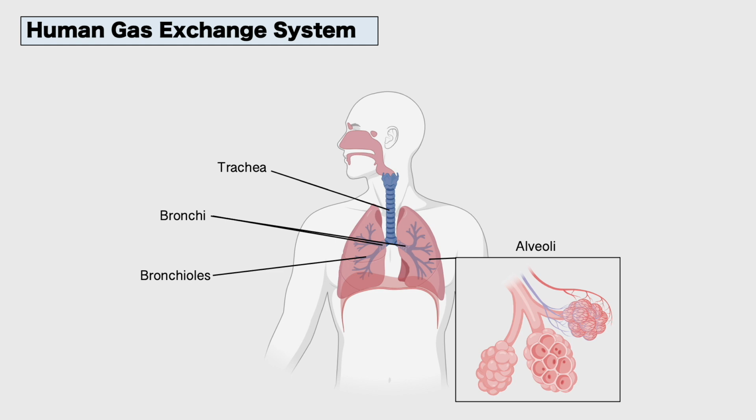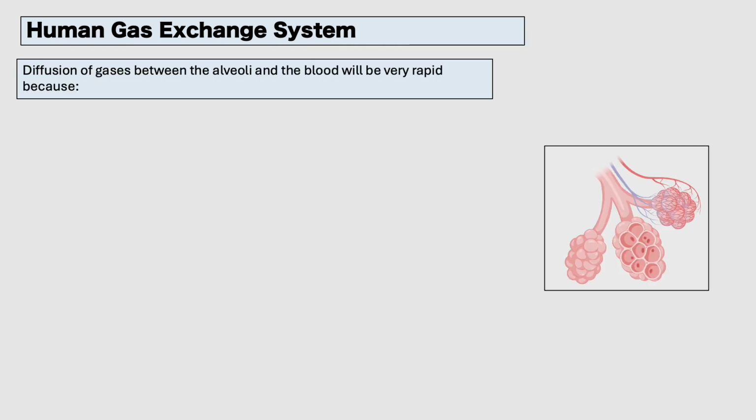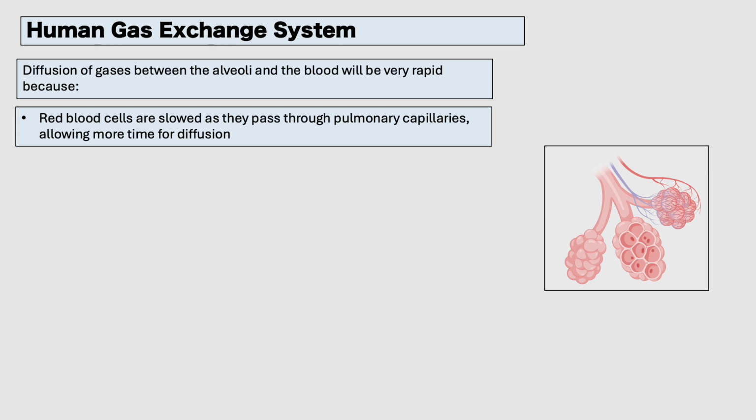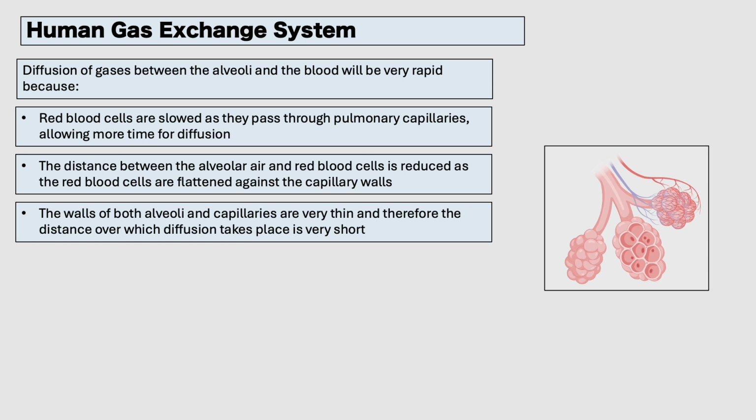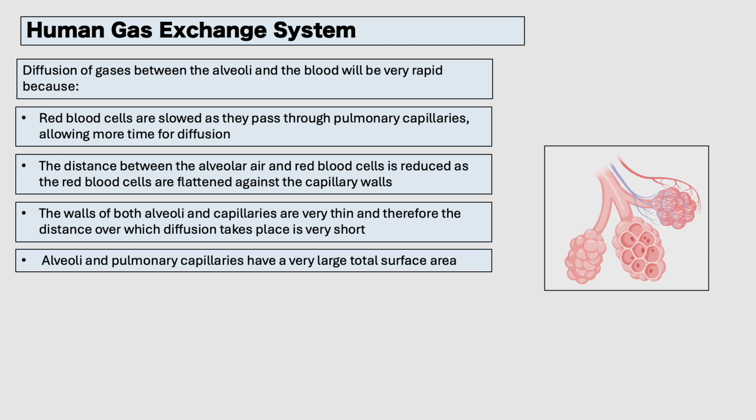The diffusion of gases between the alveoli and the blood will be very rapid because red blood cells are slowed as they pass through the pulmonary capillaries, allowing more time for diffusion. The distance between the alveolar air and the red blood cells is reduced as the red blood cells are flattened against the capillary walls. The walls of both alveoli and capillaries are very thin, and therefore the distance over which diffusion takes place is very short.